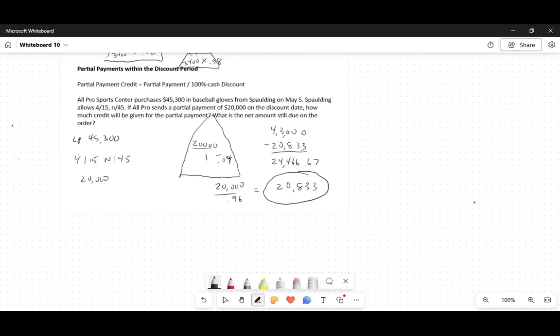So when you're figuring this kind of partial payment problem, you definitely need to figure out what is the amount of credit that they're going to give me for paying it early. And in this case, we didn't deduct it. We counted it as a credit, and then we added it to the payment. And it seems to work better that way. You might say, well, wait a minute, I get 15% off. It says 15. Yeah, 15 days, not 4% off.